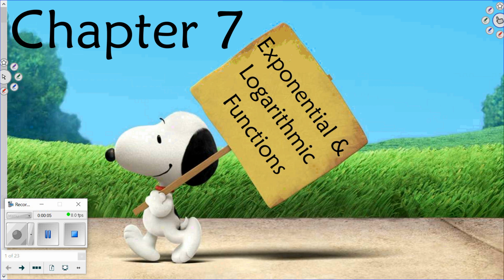Okay, so we're jumping into our last chapter. Yay! Can't believe we're almost done. Which is exponential and logarithmic functions. Today we're mainly looking at exponential functions, meaning they have exponents that are variables.